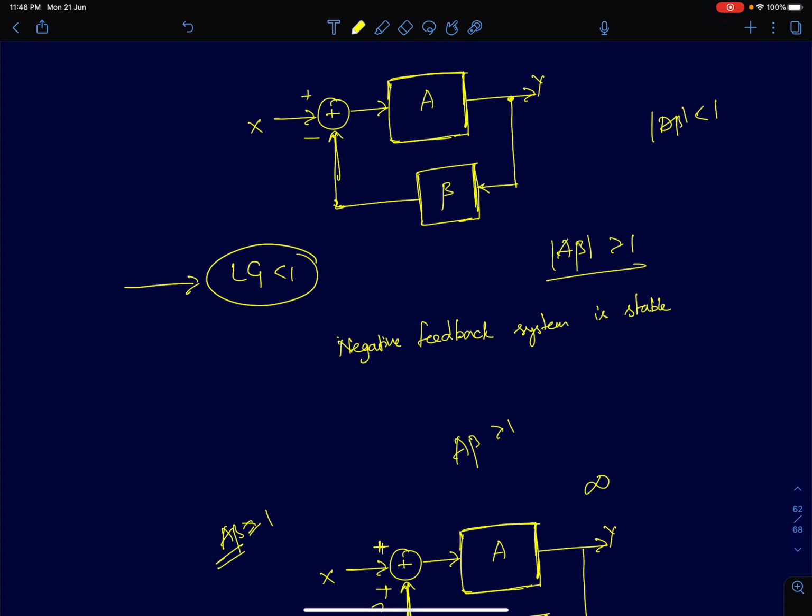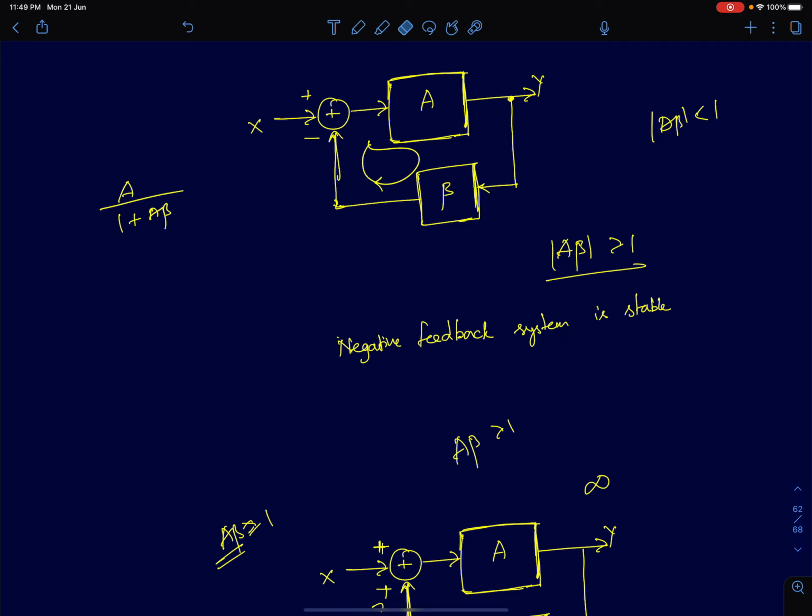To do that, I'll start with this very simple negative feedback amplifier. So we know it's negative feedback. If you traverse the loop fully, the phase shift should be 180 degrees. The overall gain is given by A by 1 plus A beta. I'm going to assume that the circuit is always in negative feedback. Now I'm going to change the loop gain A beta from 0 to infinity.